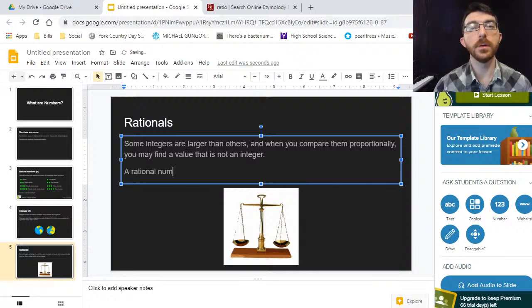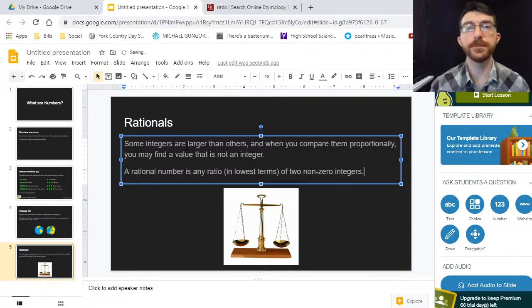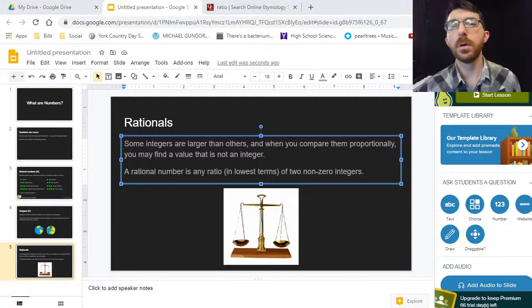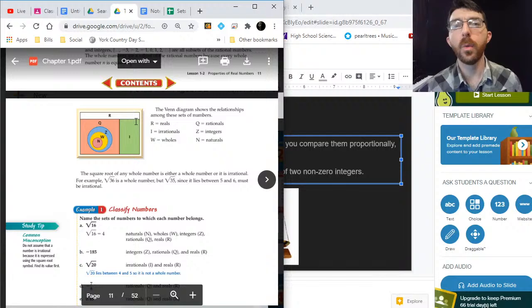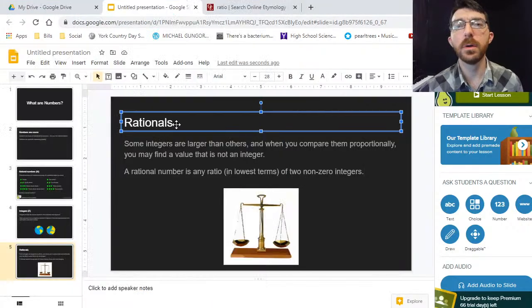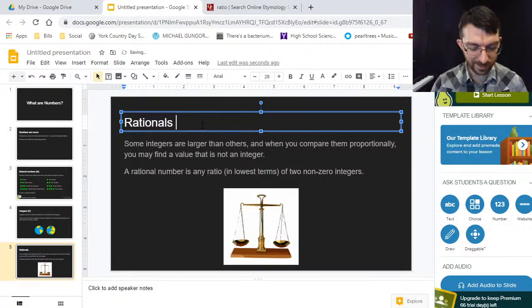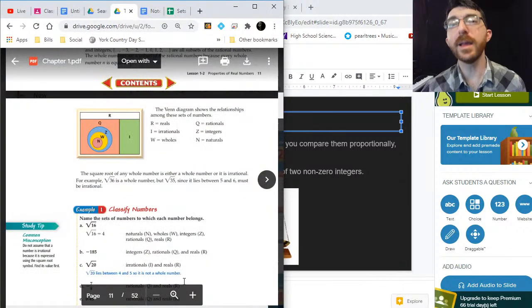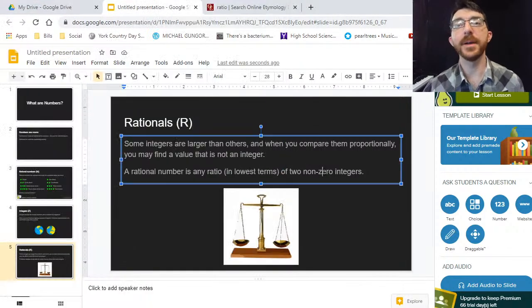A rational number is any ratio in lowest terms of two non-zero integers. Rationals was Q. Why the heck is rationals Q? Because R was taken for reals? Yes, I think that's it.